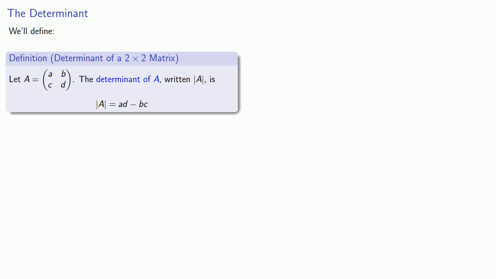It's important to remember that there are only so many symbols, and so these vertical bars serve multiple purposes in mathematics. These, especially here, do not mean absolute value. The determinant could be positive or it could be negative.